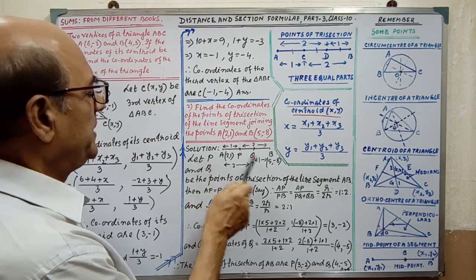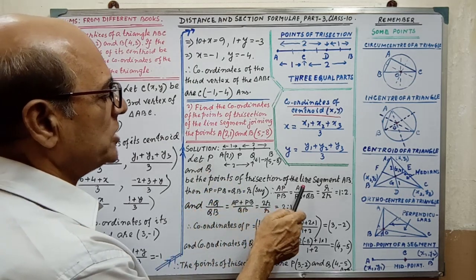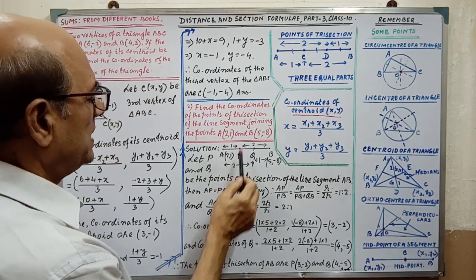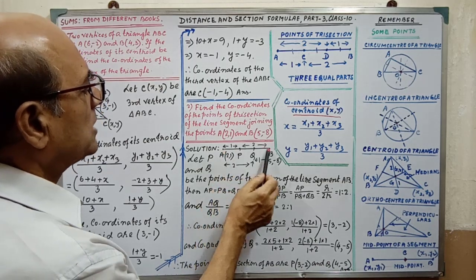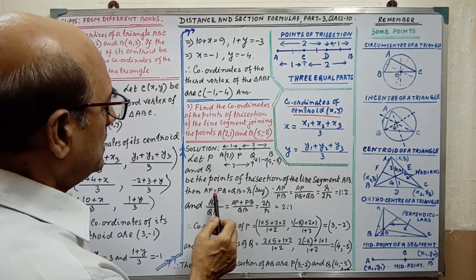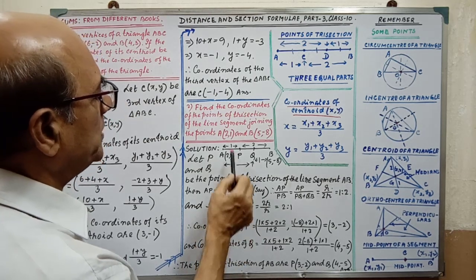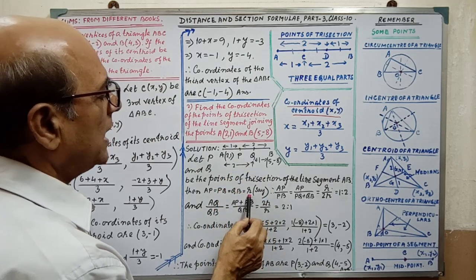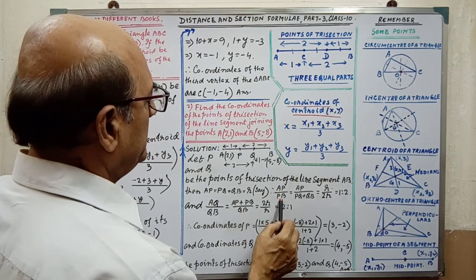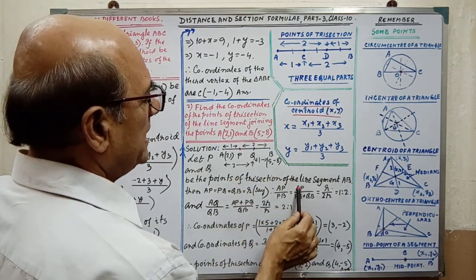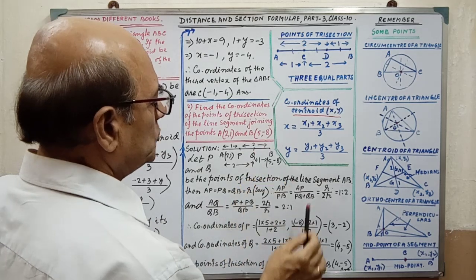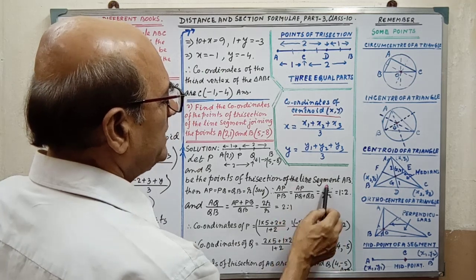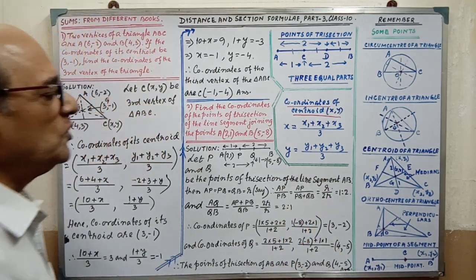Let P and Q be the points of trisection of the line segment AB. Then AP equal to PQ equal to QB. These are equal, and say the length of this we are considering R. Therefore, AP by PB, that is AP by PQ plus QB. So in place of PQ and QB, we may write 2R, and AP, that is R. By simplifying, we are getting the ratio 1:2.